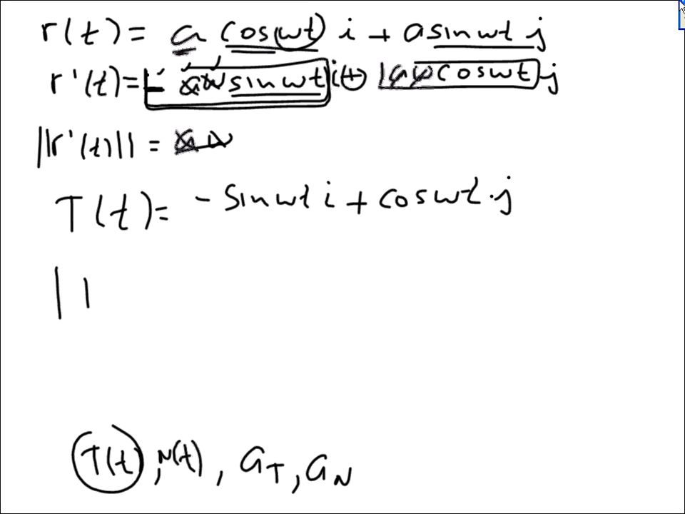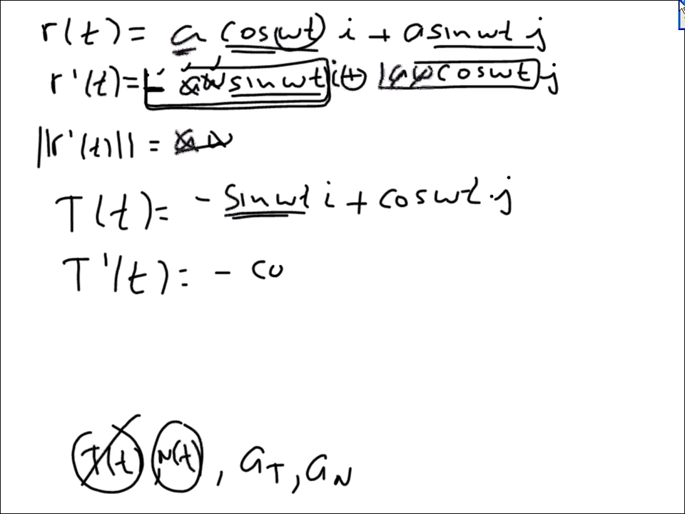Okay, so that's T of t. So this one's done. I found T of t. Now I take the derivative, and I want to find N of t, which is T prime of t divided by the length of T prime of t. So T prime of t is, there's a negative, the derivative of sine of any angle is the cosine of the same angle times the derivative of the angle with respect to t. Plus, I'm going to add a negative, I'm really going to be taking it away.